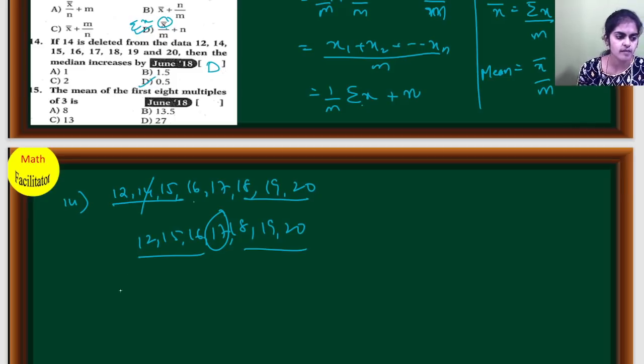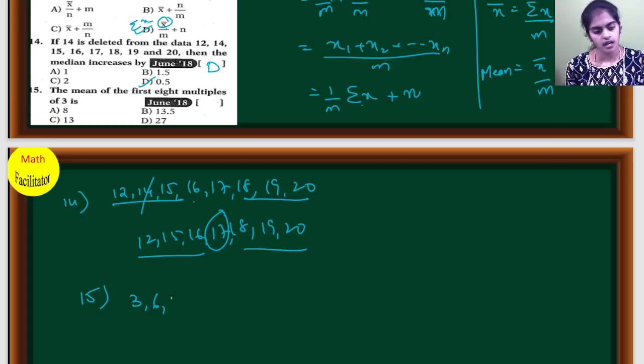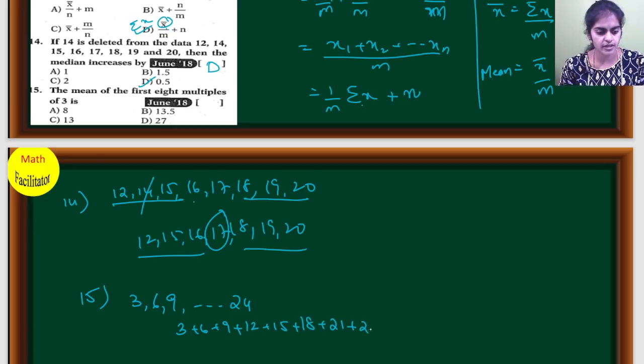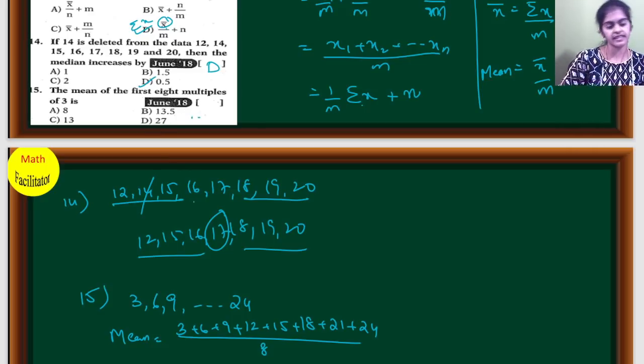The mean of the first 8 multiples of 3. So 3, 6, 9, and so on. 8 multiples, which means 24. 3 eights are 24. So the mean of all of this. You will take the sum of all of this: 3 plus 6 plus 9 plus 12 plus 15 plus 18 plus 21 plus 24, divided by 8. You will get the answer. Okay, so this is the mean. Right? So do this and find the answer.